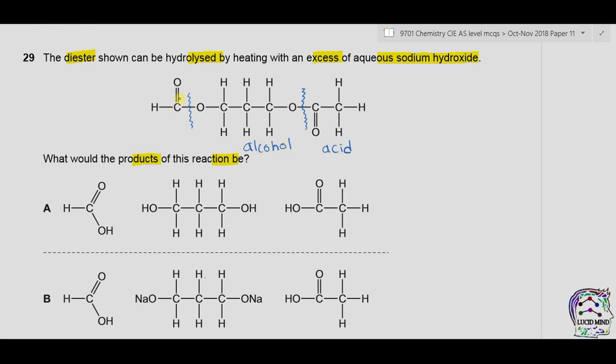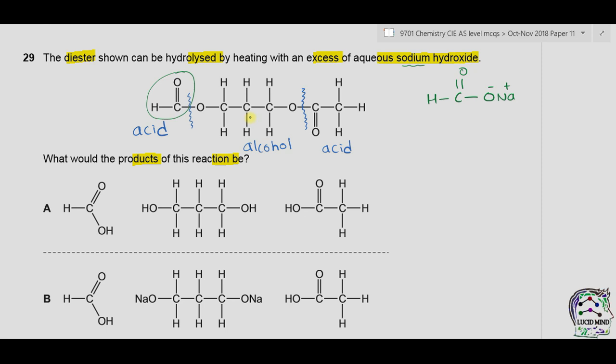Again, the part having carbonyl carbon will become acid. Now we can draw the structure of acid formed. So it is HC double bond O. It should be OH, but as it is aqueous sodium hydroxide, it will be ONa. Sodium salt of carboxylic acid is formed.